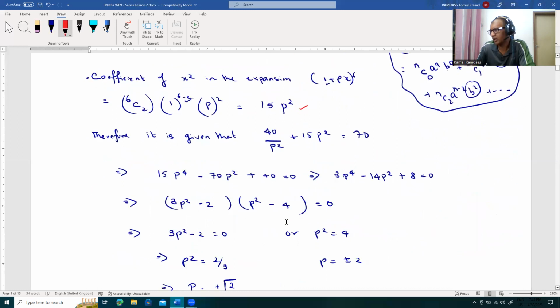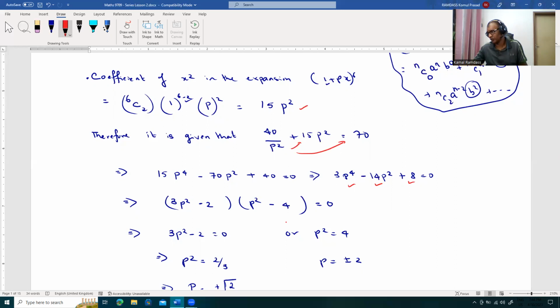Et là, on envoie ça là, on envoie ça ici, OK, on va 15 p to the power of 4 minus 70 p square, et pour 70 p square, on envoie par ici, minus 70 p square, plus 40 est égal à 0. Et là, on divise par 5, on gagne 3p raised to the power of 4 minus 14p square plus 8, 40 divided by 5 plus 8 est égal à 0. Et là, on va factorize et on est capable de servir the quadratic formula. It's a quadratic in p square.